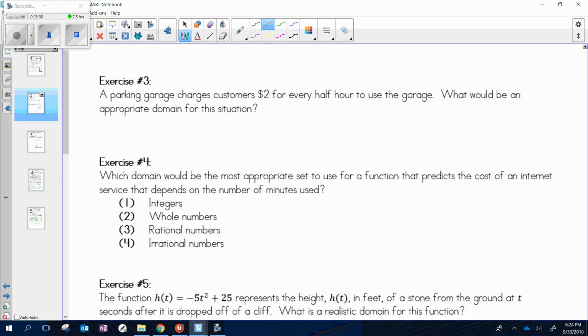Next page, exercise 3. A parking garage charges customers $2 for every half hour to use its garage. What would be an appropriate domain for this situation? So when I think of this question, I kind of try to think of it as a table. So in this question, we have half hours, or basically the time that the car is parked, and then the cost that you have to pay. So if you don't park at all, your cost will be 0. Every half hour, you're going to pay another $2.